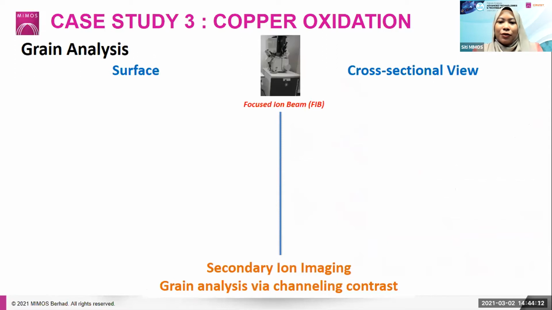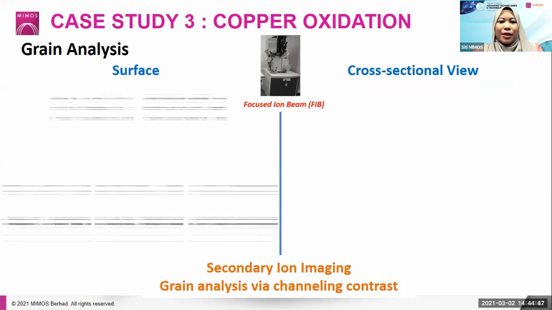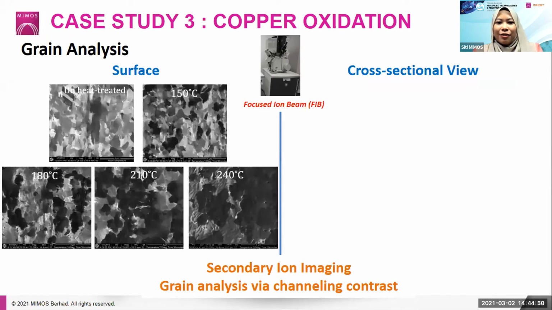Now, for the grain growth analysis, we can also check from the surface and also from the cross-sectional view. This information can be obtained by using a focused ion beam instrument. In this technique, we are using secondary ion imaging to reveal the grain structure via the channeling contrast method. However, for the surface grain analysis, the sample has to be exposed to the ion beam first in order for us to reveal the surface grain. And after that, only then can we obtain this kind of secondary ion imaging.